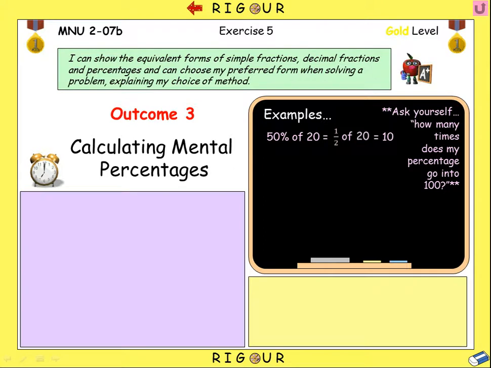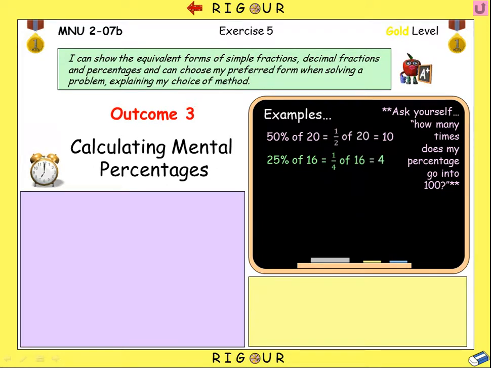So let's try another one. 25% of 16. Again, we're going to ask ourselves, how many times does my percentage go into 100? Well, let's count up. 25, 50, 75, 100. So that's 4 times exactly. So our fraction is going to be 1 over 4. So we're finding a quarter of 16. And how do we find a quarter of 16? We divide by 4. 16 divided by 4 is just going to give us an answer of 4.